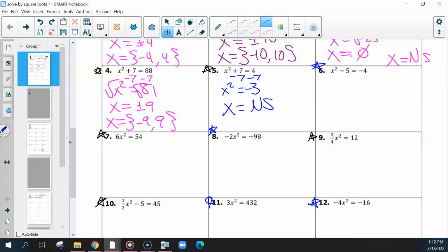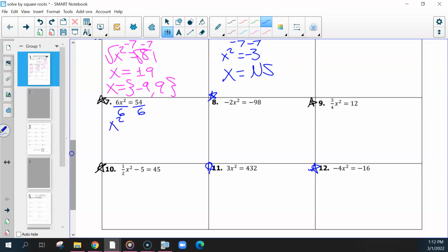If I need to isolate the x squared, how would I do that? Divide by 6 on both sides. We have x squared equals 9. 9 is a perfect square. We can take the square root of both sides. So x equals plus or minus 3. X equals negative 3 and positive 3.